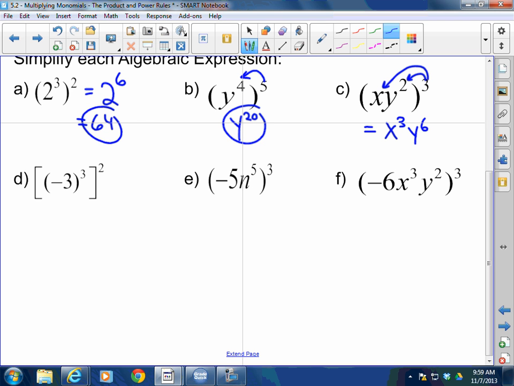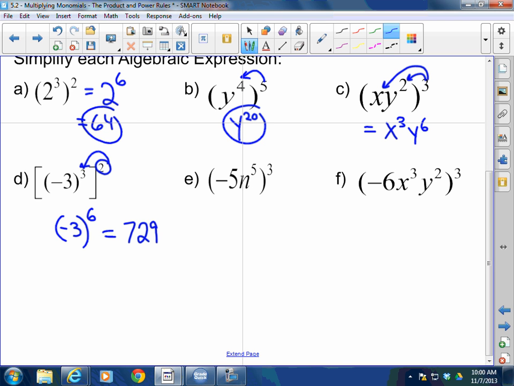Now this one, don't be stressed. This is negative 3 cubed raised to the 2nd power. So I take the outside exponent and multiply it to every exponent. So that's going to be negative 3 to the 6th. Which then is going to be 9, 9, and 9, 729. Very good. It's going to be positive.